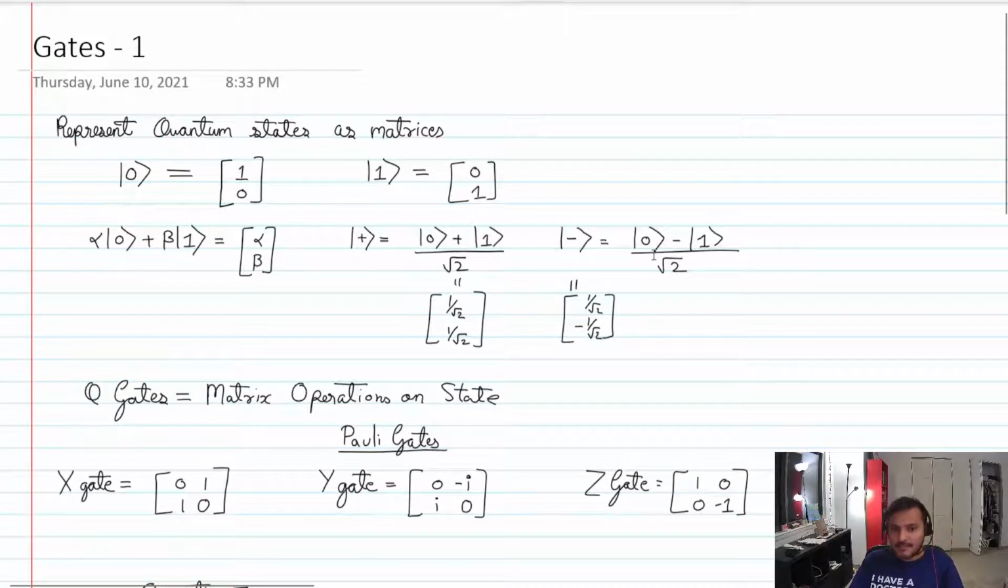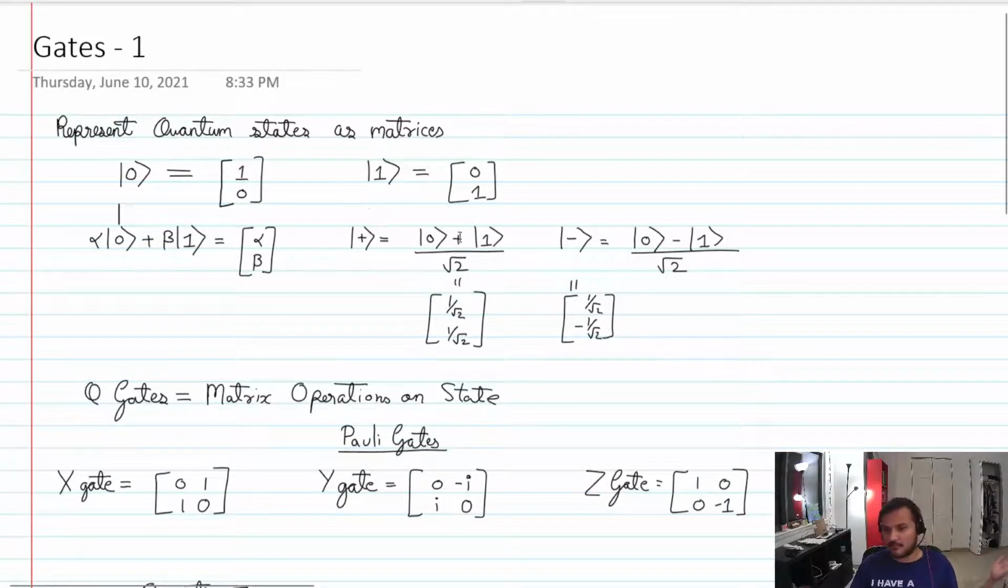So plus and minus are again two orthogonal states, and these are a different representation of bases. These are as good as 0 and 1. So this is a different way of writing the basis states. If this explanation went over your head, don't worry too much about it.